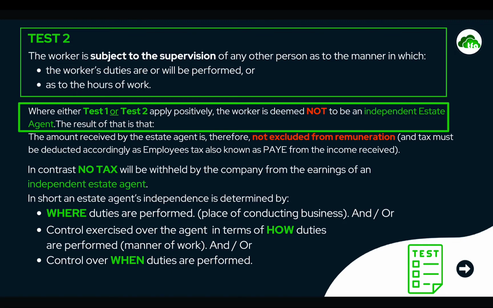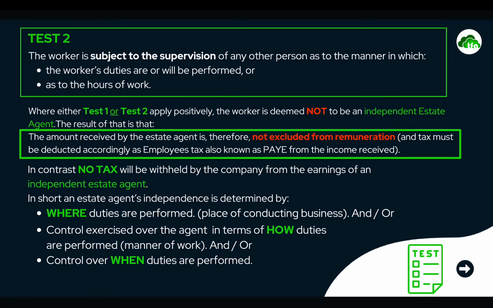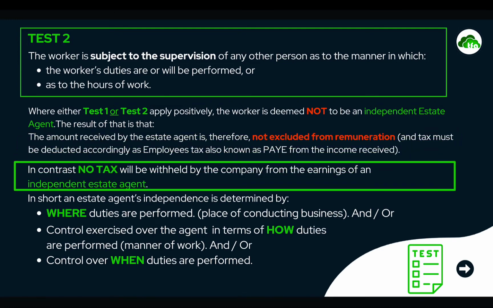Where either Test 1 or Test 2 applies positively, the worker is deemed not to be an independent estate agent. The result of that is that the amount received by the estate agent is therefore not excluded from remuneration, and tax must be deducted accordingly as employees' tax, also known as pay-as-you-earn, from the income received by the estate agent. In contrast, no tax will be withheld by the company from the earnings of an independent estate agent.